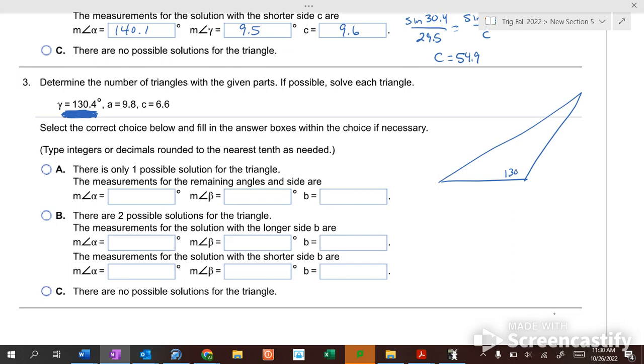So this is 130.4. Its opposite side is 6.6. Let's make alpha here, so its opposite side is 9.8. Okay? So now what should I do? Well, sine of 130.4 over 6.6 equals the sine of alpha over 9.8. Don't shout out the answer. Let everybody do this first. So 9.8 times the sine of 130.4 divided by 6.6 equals what? Okay, now you can shout out the answer.